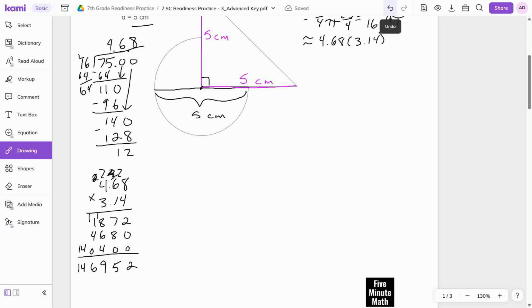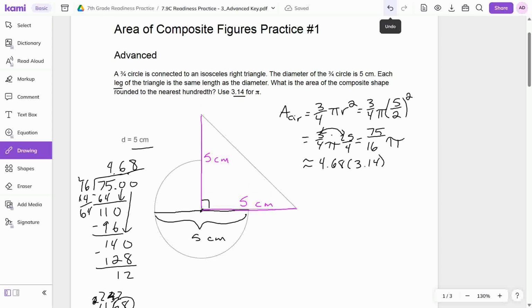6, 14. 1, 2, 3, 4 digits behind the decimal. So we are going to round this to the nearest hundredth, and that 5 is going to make that change, so let's call that 14.7. All right, so we are at about 14.70, but we don't really need that last zero, and we're dealing with square centimeters. All right, that was the hard part.